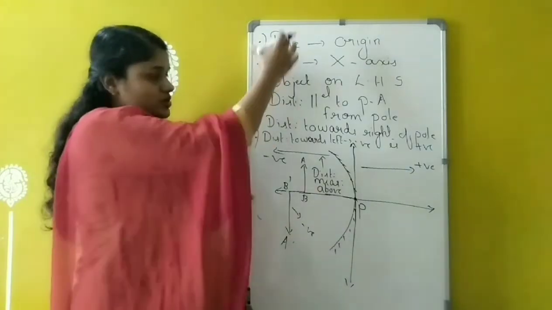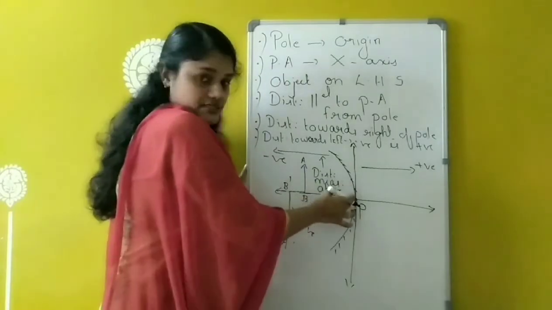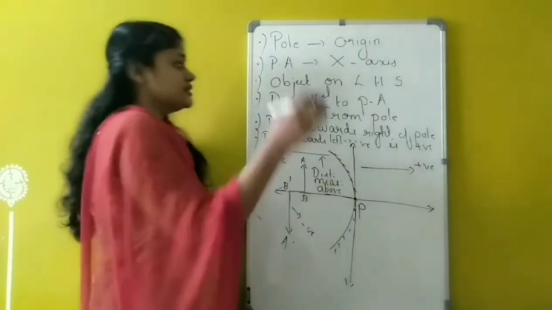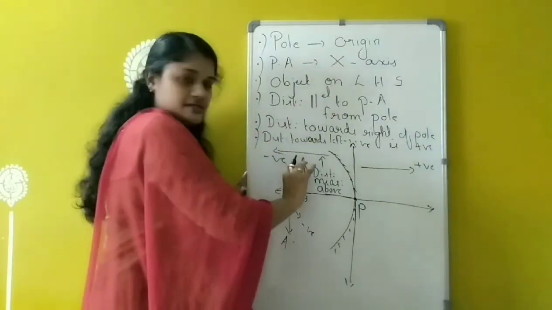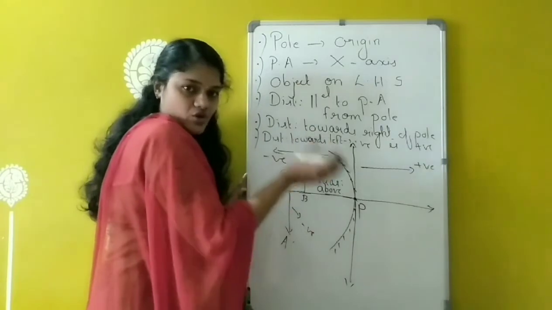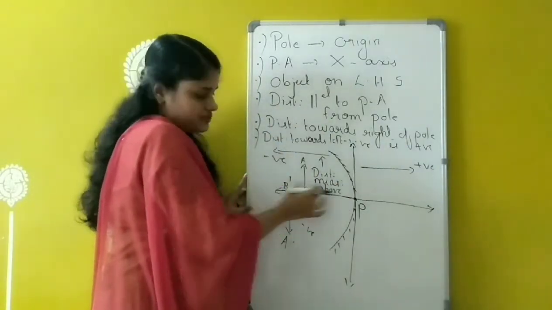Some of the points I told you. These are the sign conventions. First, the pole is considered as the origin. Then the principal axis is taken as the x-axis. Then the object we always place on the left hand side only. We will not keep the object on the right hand side. Then distances parallel to the principal axis are measured from the pole only.